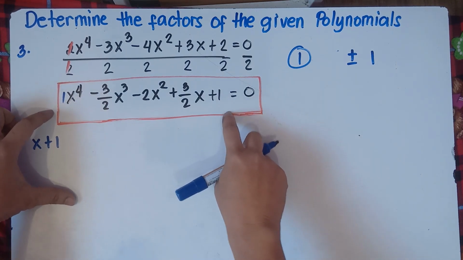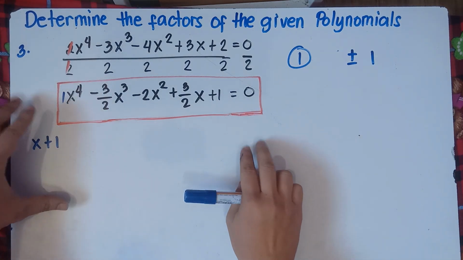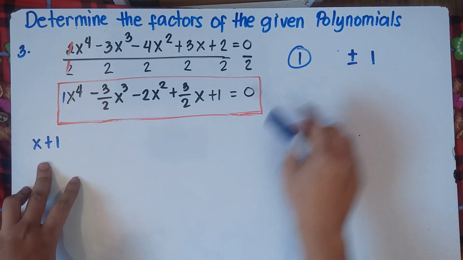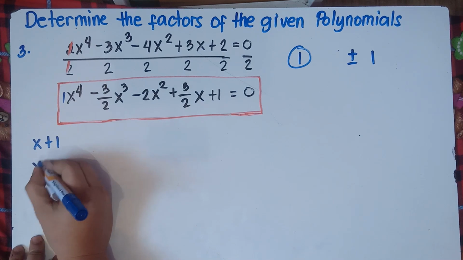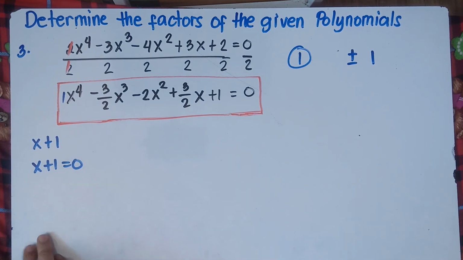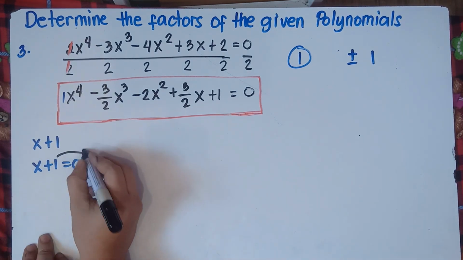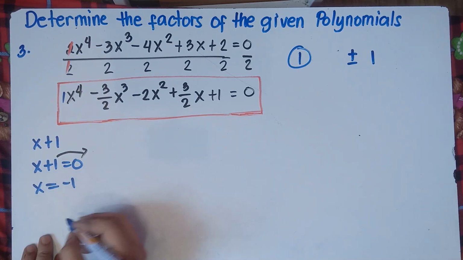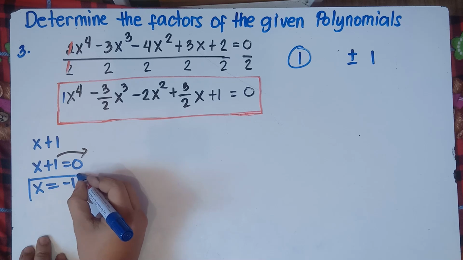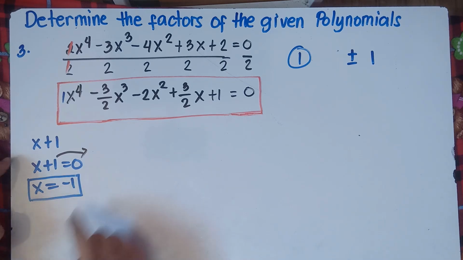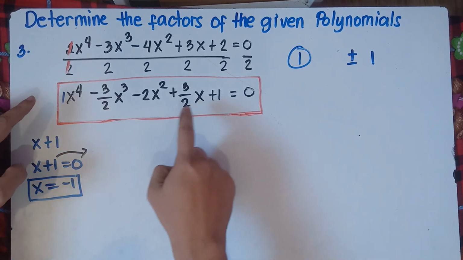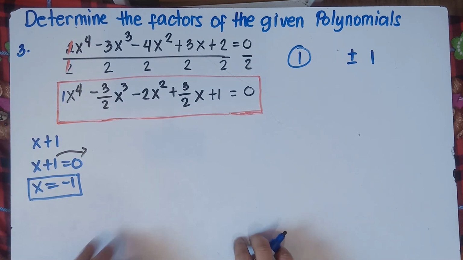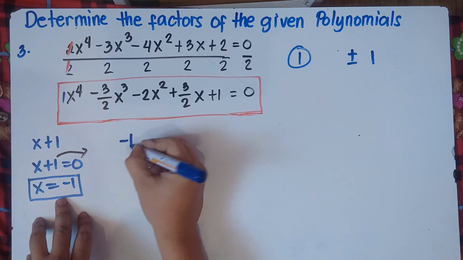So quite complicated class, but just bear with me class, focus. We will be answering this one step by step. So let's try x plus 1. So equate this one to 0, x plus 1 equals 0. Transpose, this is positive 1, it will be negative 1. x equals negative 1. So we will be using x equals negative 1. Let's check if x plus 1 is a factor of this given polynomial. Alright, so this will be x is negative 1.